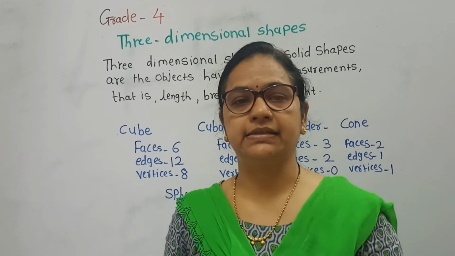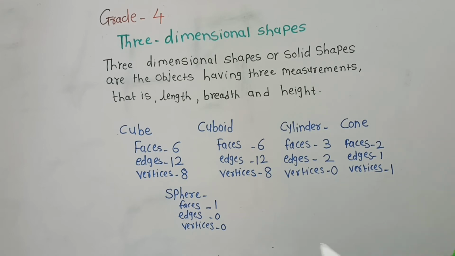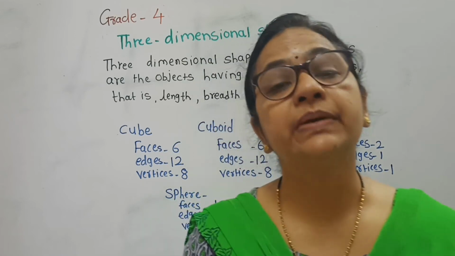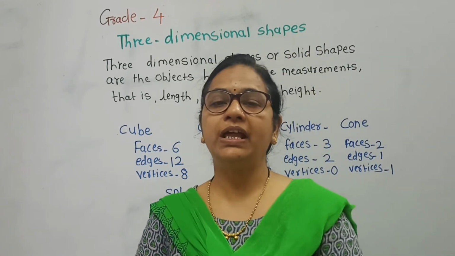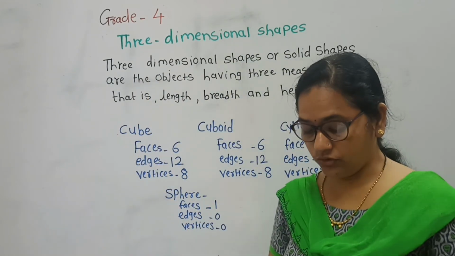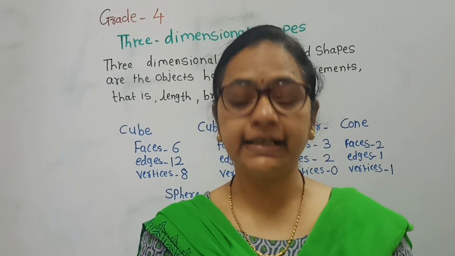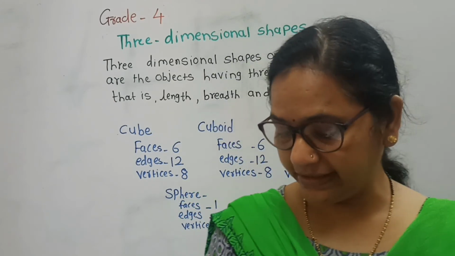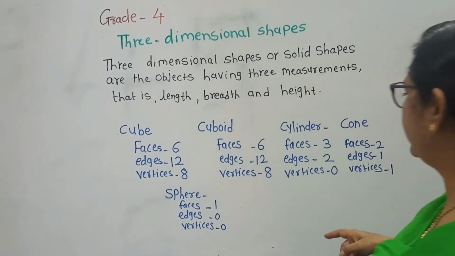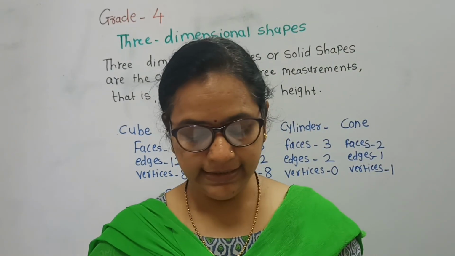Next, no flat surface. Yes, no flat surface. Which shape has no flat surface? A sphere has no flat surface. A sphere has only one curved surface. So you have to write there sphere. Then exactly 2 flat faces. Yes, 2 flat faces. See, a cylinder has 2 flat faces. So you have to write there cylinder.